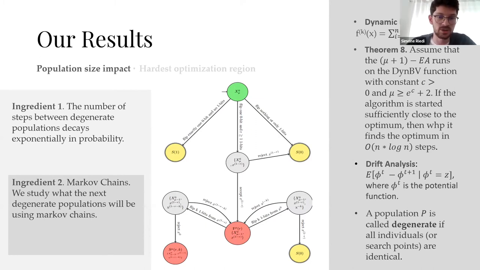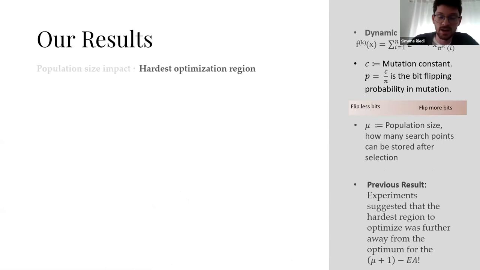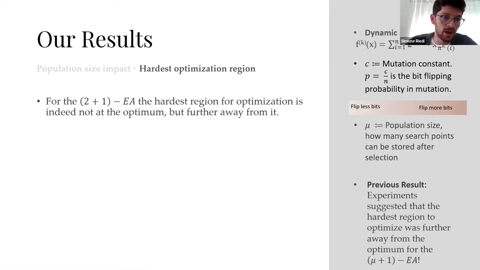I will not go too much into detail with this because they can become quite hard and quite cumbersome to explain. So the second result is about the hardest optimization region. And on the bottom right, we see the previous result for this topic. And it says that for the mu+1 EA, the hardest region for optimization is further away from the optimum. So we could prove this, however, only for mu equals 2. And we found, of course, that the 2+1 EA struggles more further away from the optimum.